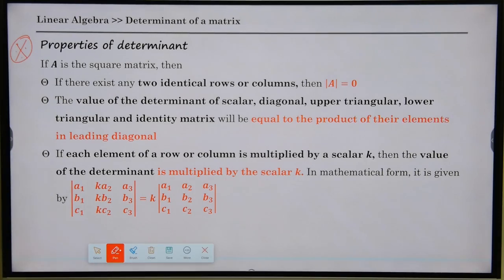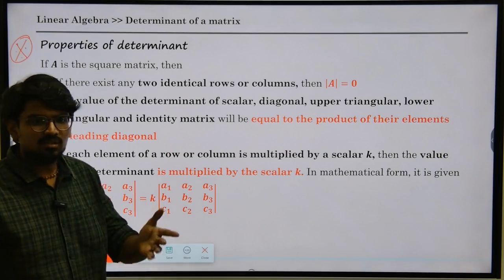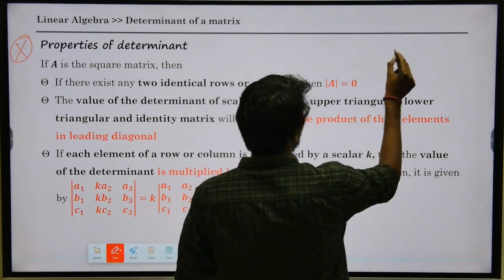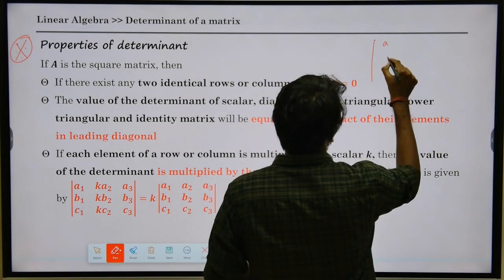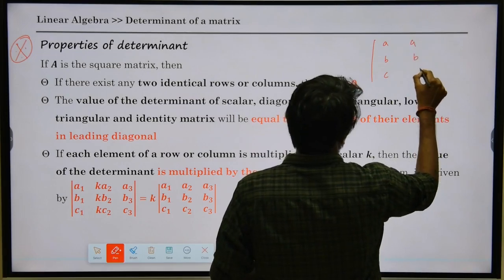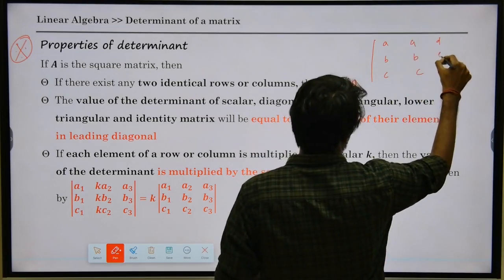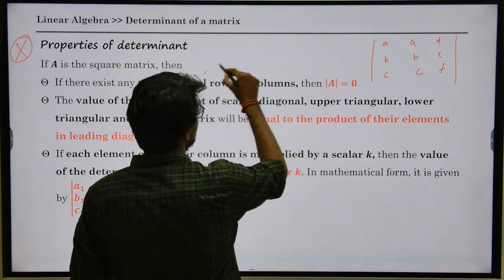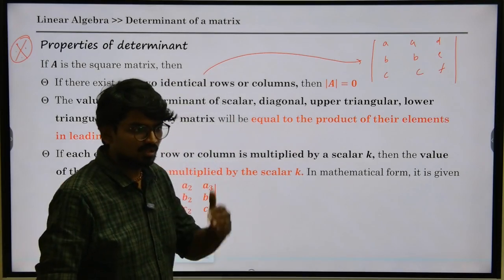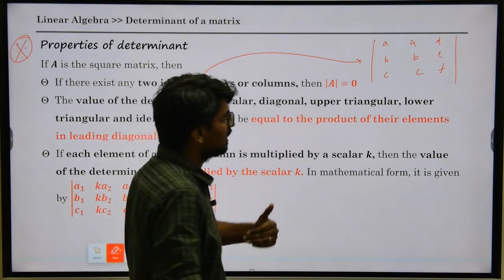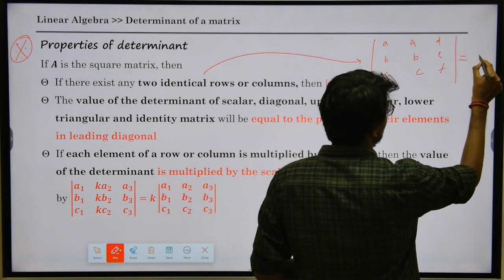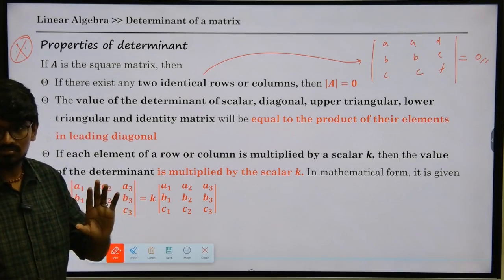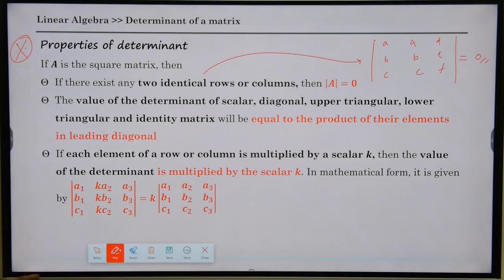Okay, so A is a square matrix. Obviously, determinant should be determined for a square matrix. If I take a matrix something like this, A B C, D E F, and if I try to find the determinant for this, which has identical columns, 2 columns are identical, the determinant will become 0. Not necessarily 2 columns, it can be 2 rows. If they are identical, their determinant value will become 0.